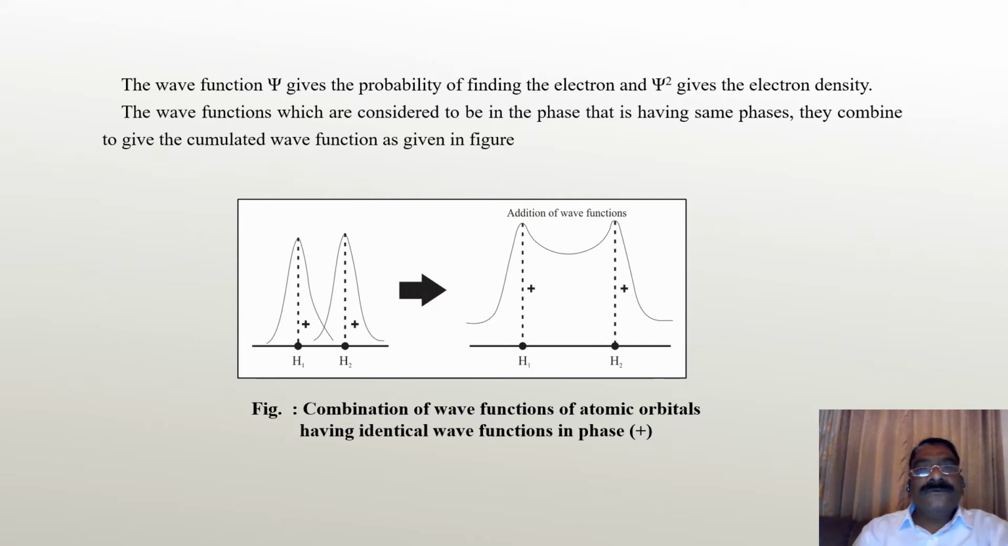The wave functions which are in phase, having the same phase, combine to give a cumulative wave function as given in the figure. See, there are two waves. In these waves, similar parts will be combined, that is troughs with troughs, and we get a larger wave. So this combination of wave functions of atomic orbitals having identical waves, that is in phase plus, gives the addition of the waves.